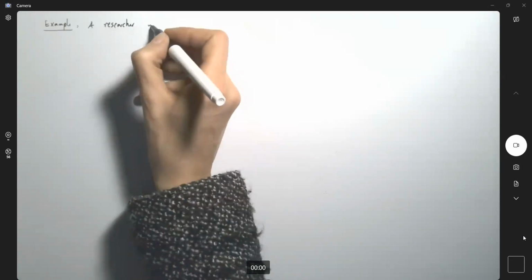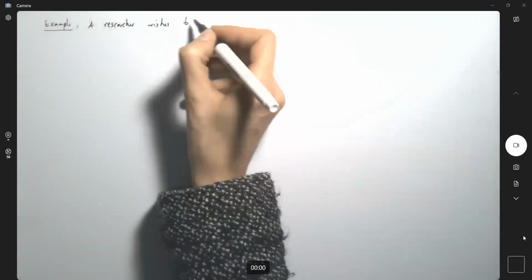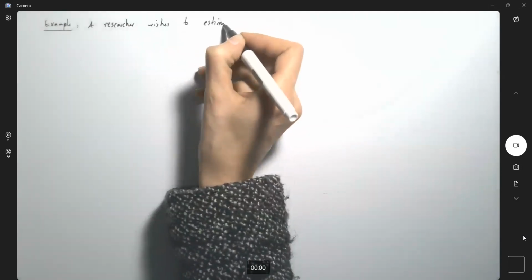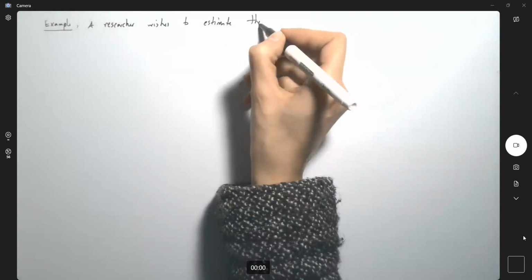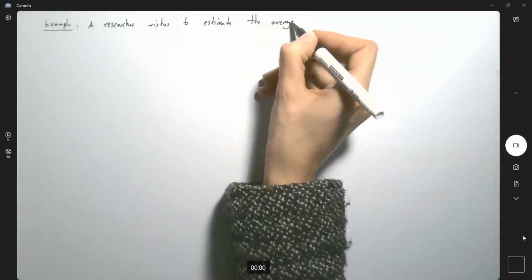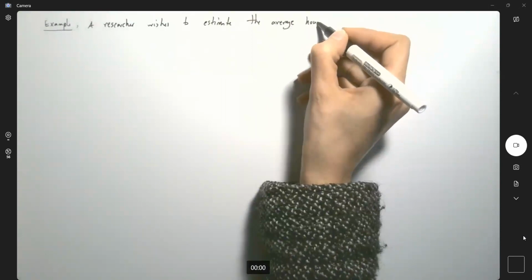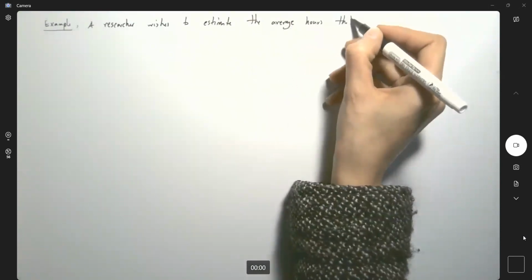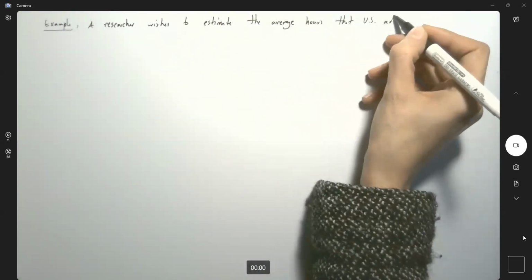Let's take a look at this example. The researcher wishes to estimate the average hours that US adults watch TV every week.